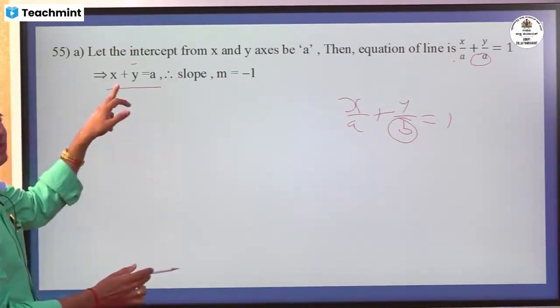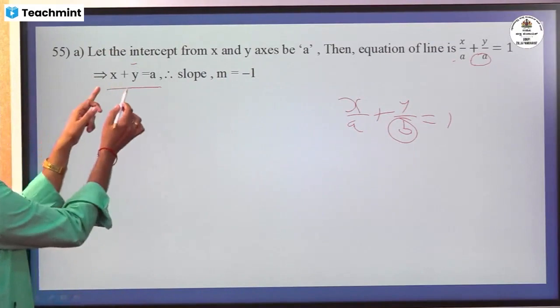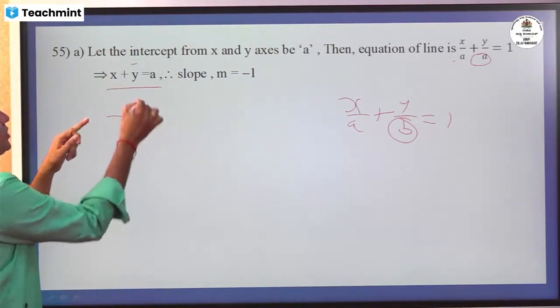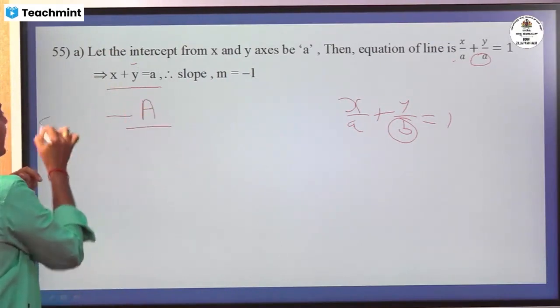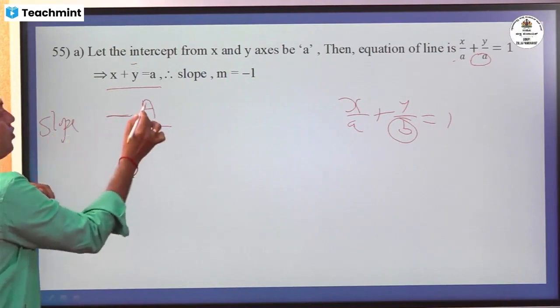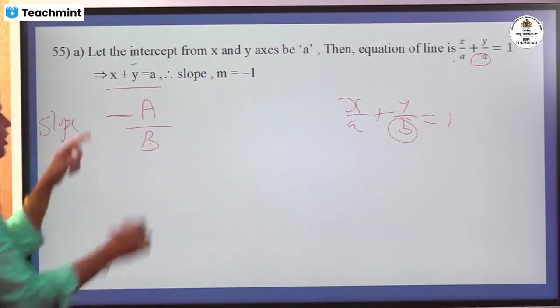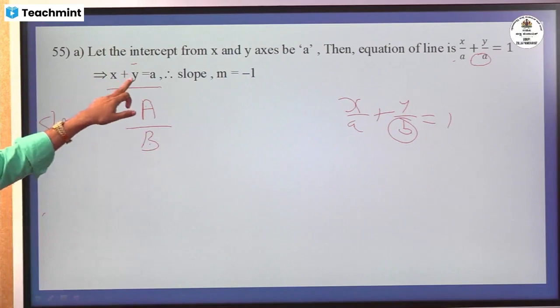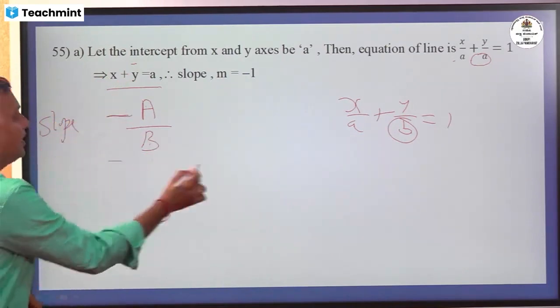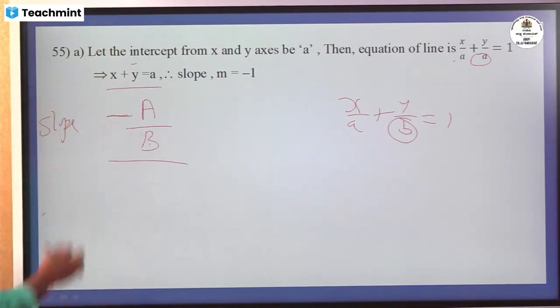So for this equation, what is the slope of this line? Slope is minus of coefficient of X by coefficient of Y. What is the coefficient of X? 1. What is the coefficient of Y? 1. So the answer is minus 1 by 1, so the answer is minus 1, option A.